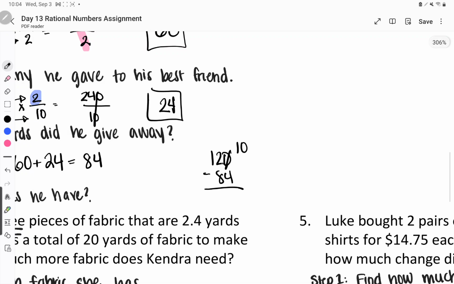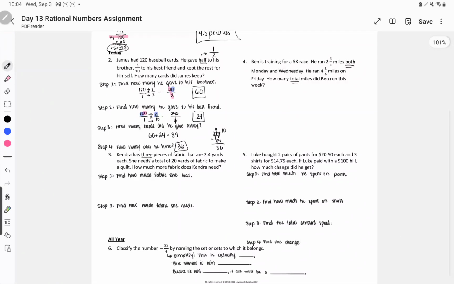This 0 turns into a 10. This 2 turns into a 1. 10 minus 4 is 6. We can't do 1 minus 8, so that 1 is going to turn into an 11, and that 1 is going to go away. 11 minus 8 is 3, so he kept 36 cards to himself.